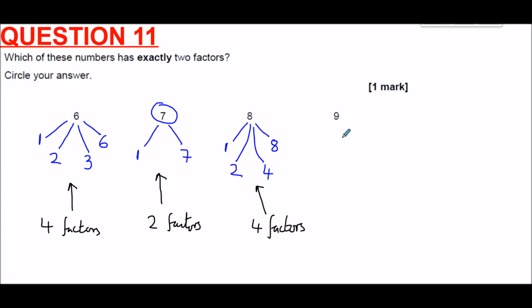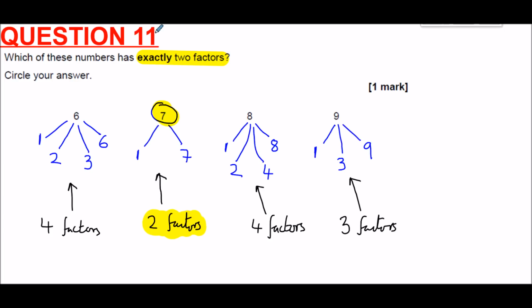And 9, again like anything, it can be divided by 1, which gives itself, but 9 can also be divided by 3, which again gives 3. So 3 in a way is a repeated factor because you've got it twice. 3 times 3 gives you 9. And so 9 has 3 different factors. So just as I said, the one with exactly 2 factors is going to be 7. Exactly means no more, no less. Exactly 2. So 2 factors is going to be 7.